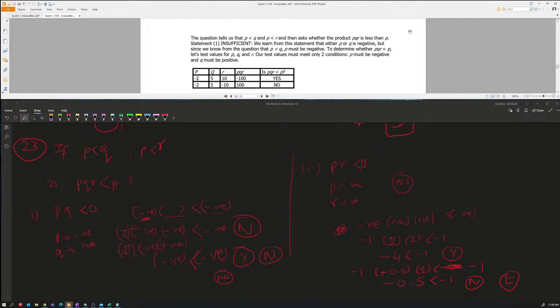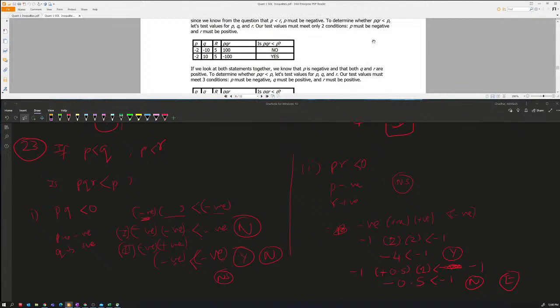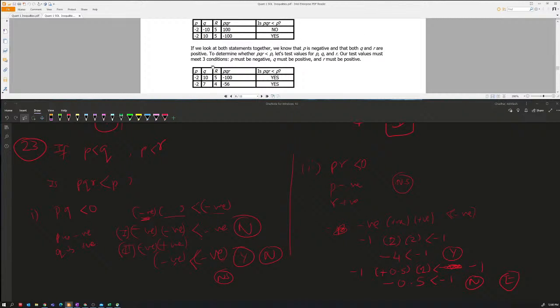And then it says, to determine whether PQR is less than P, let's test the values P, Q and R. Our test values must meet two conditions: P must be negative and Q must be positive. So they have taken some values and they have got a yes or no answer for P and Q. They followed a similar approach and got a yes or no answer.